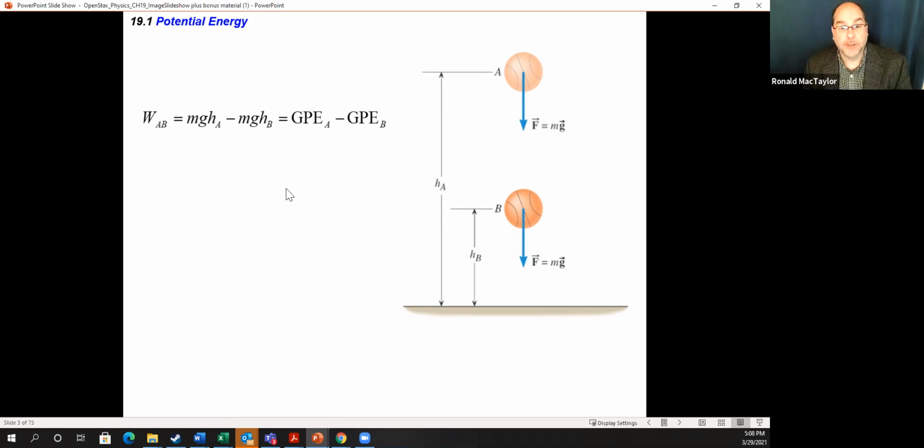It doesn't have to go all the way to the center of the Earth. And the force is the mass of the basketball times the acceleration due to gravity here near the surface of the Earth. And then depending on its height, it has a certain amount of gravitational potential energy.